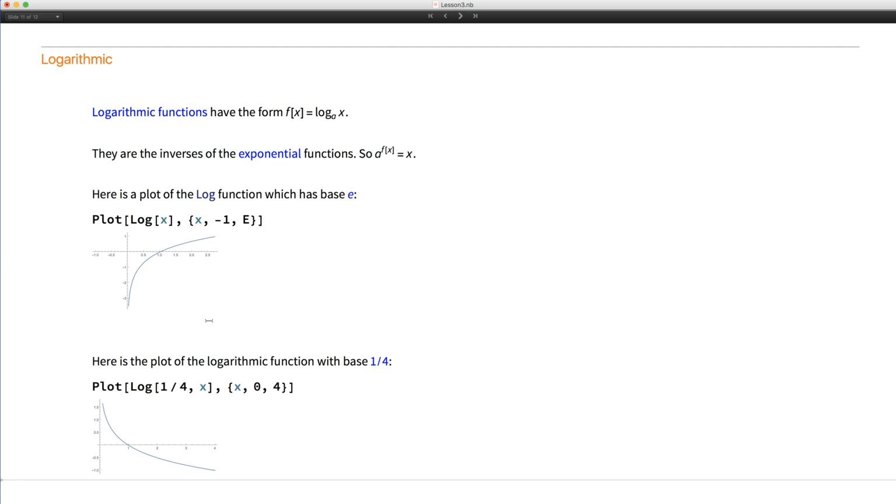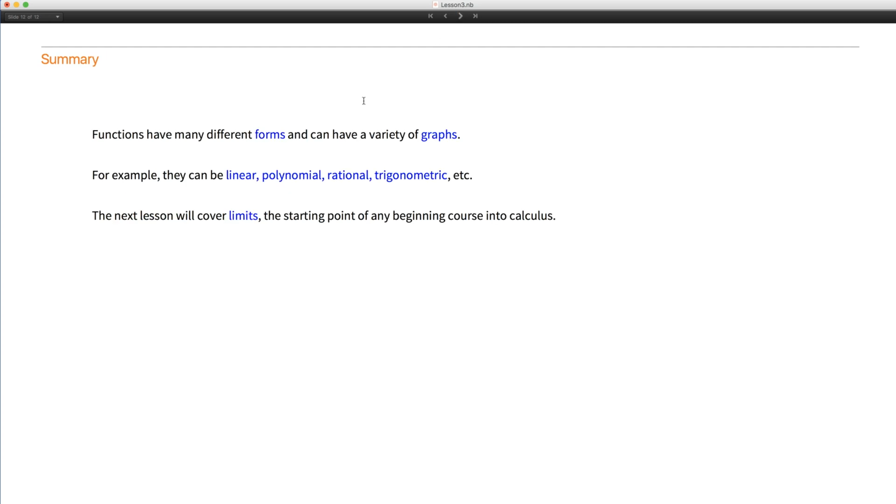Okay, so we've talked about a fairly wide variety of elementary functions, and to summarize today's lesson, we have many different forms of functions and many different kinds of graphs studied today. So you could have linear functions, polynomial functions, rational functions, trig functions, etc. And together they are all that you require for studying calculus in this course for the most part. Okay, so we are basically done with today's lesson, and the next lesson will cover limits. So you'll really start doing calculus in this course next time.